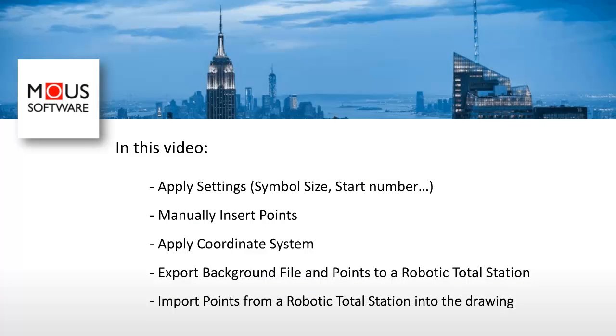Okay, in this video we'll cover the following topics. First, we start with the settings, specifying a start number and symbol size. Then we will take a look at how to manually insert points. We will see how to set up control, how to apply a corner system by using the origin in CAD. Then, when we have set up control, we will take a closer look at how to export a background file and points to a robotic total station and how to input points from a robotic total station as well.